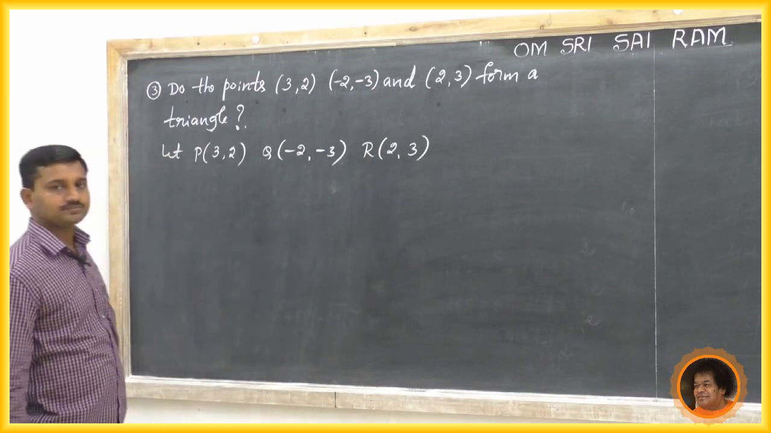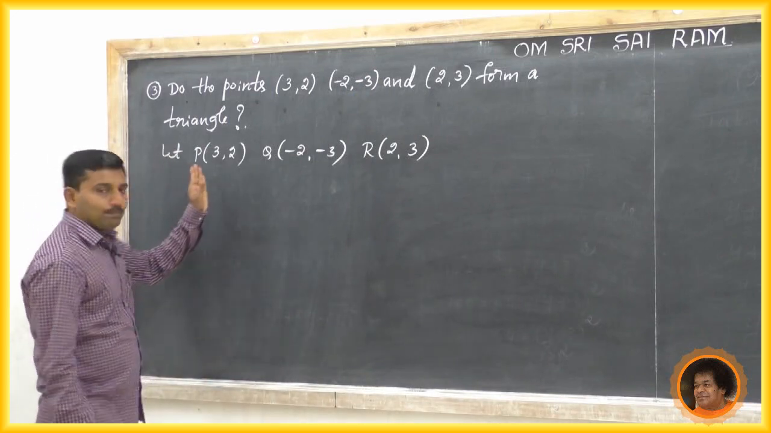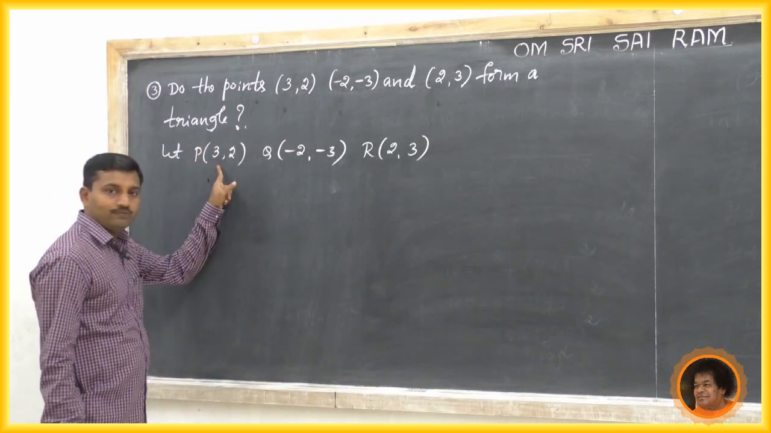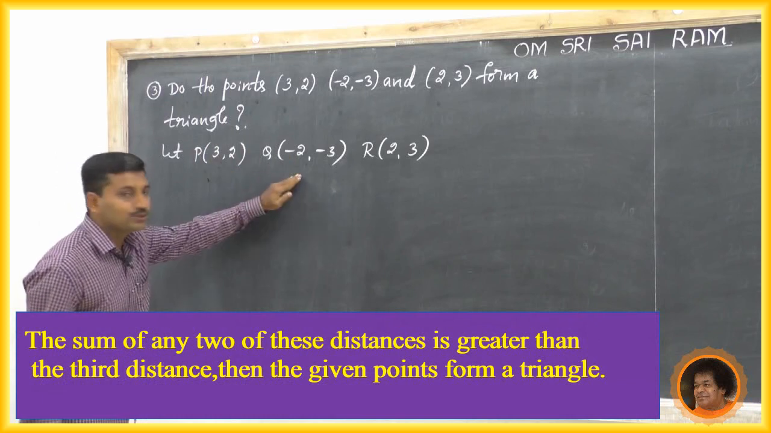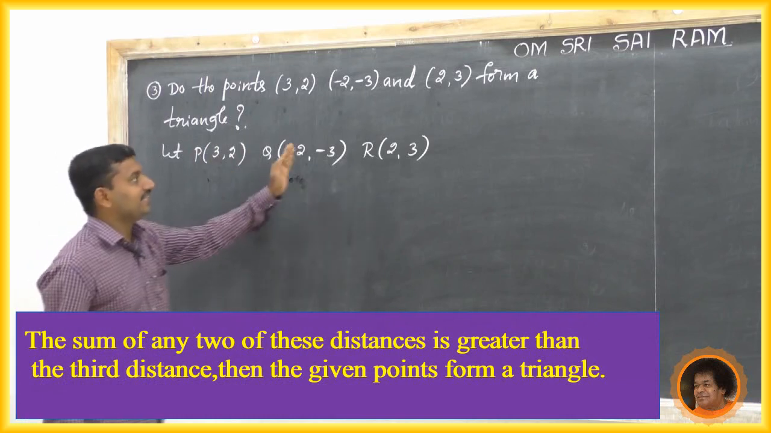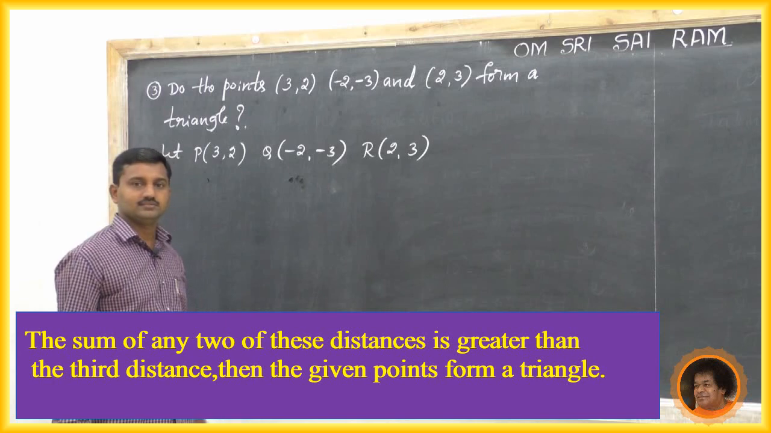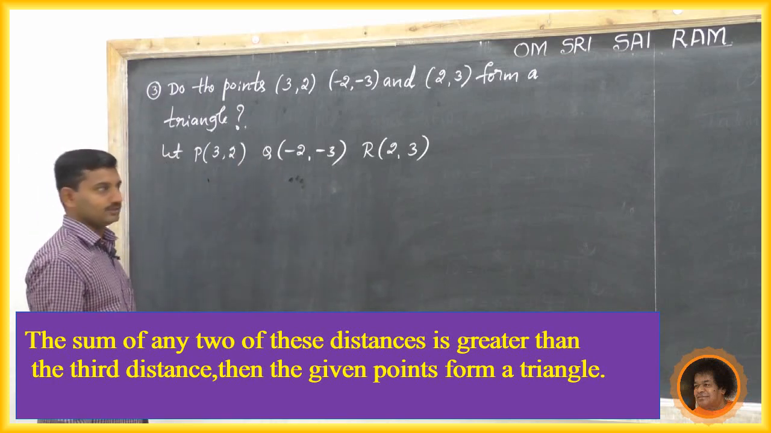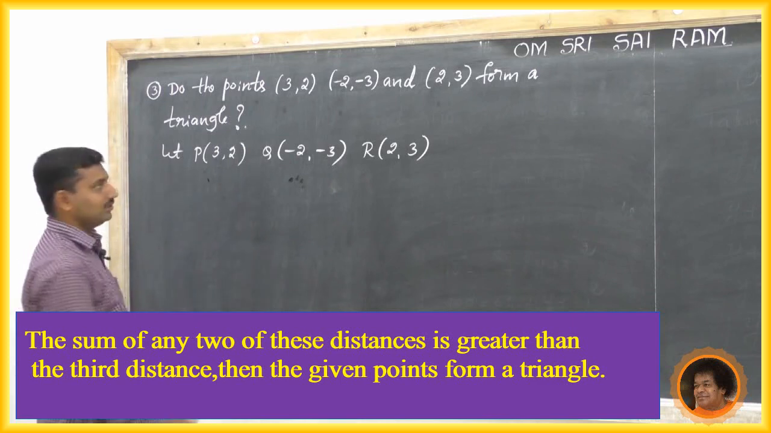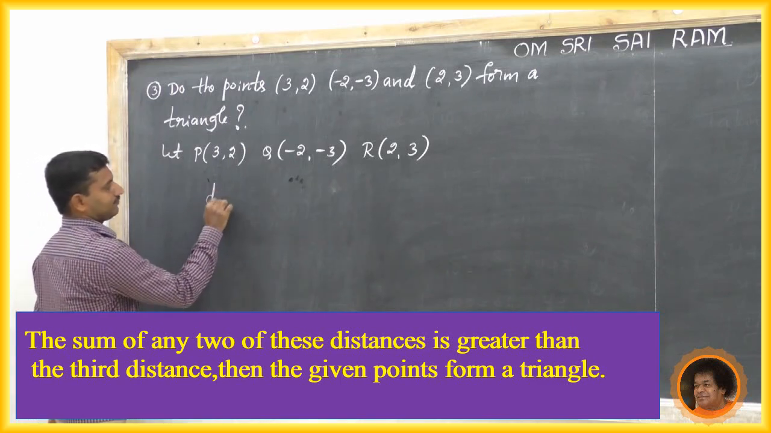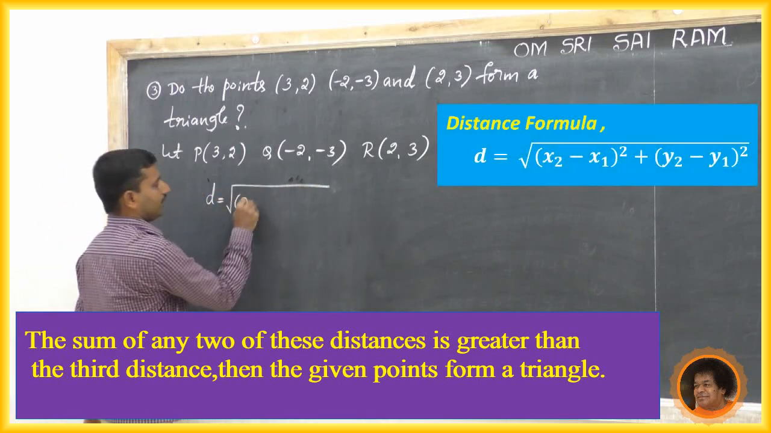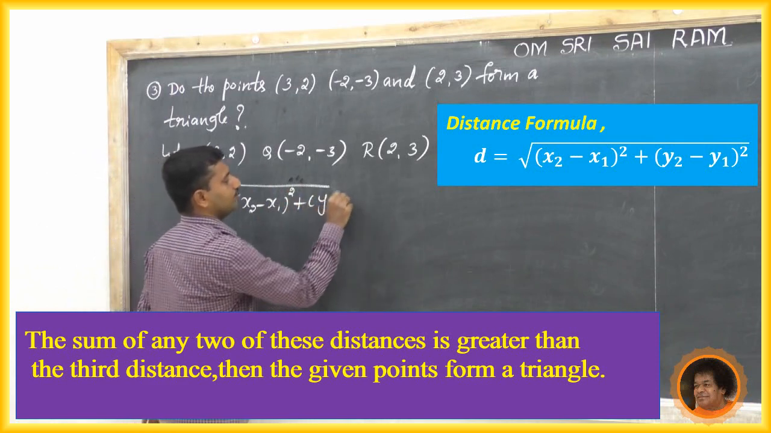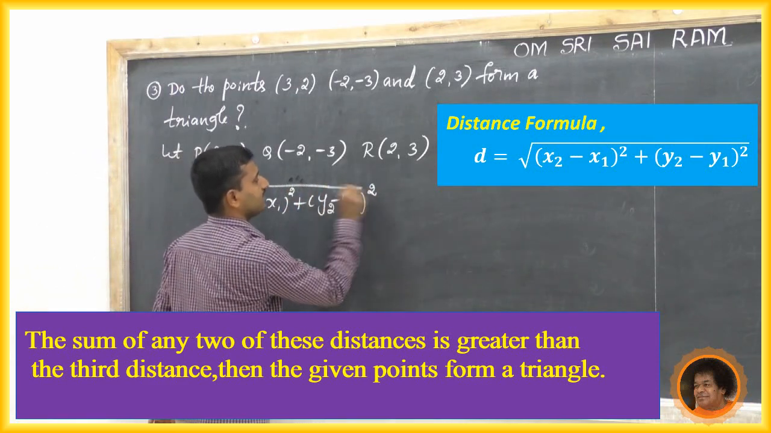What is the condition? Now apply the distance formula. Suppose the sum of distances between any two points is greater than the third distance, then we say that these 3 points form a triangle. So first we apply the distance formula. So how to apply the distance formula? Distance formula, D is equal to square root of x2 minus x1 whole square plus y2 minus y1 whole square. So this is the distance formula.